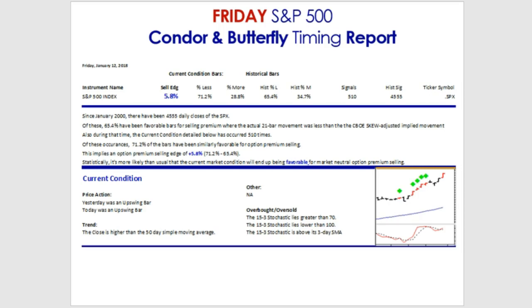71.2 is higher than the benchmark of two-thirds, 65.4. So we have here an edge then calculated at around 5.8% in terms of option premium selling. So statistically, based upon the history of this condition, it appears more likely than usual that this condition will end up being a favorable one for market neutral option premium selling. Okay? So that's the Condor Butterfly Timing Report. Hopefully that's helpful for those of you that like to do condors and butters.